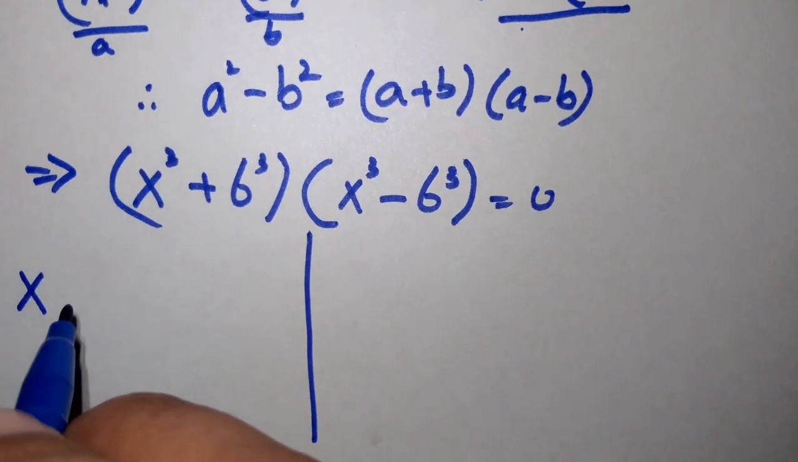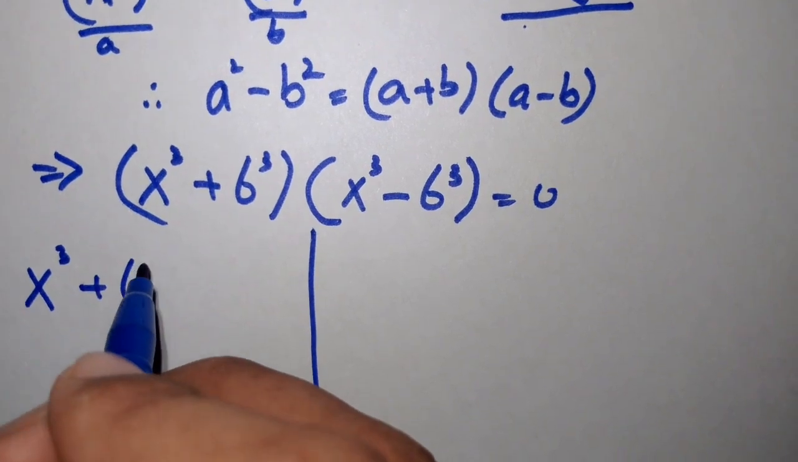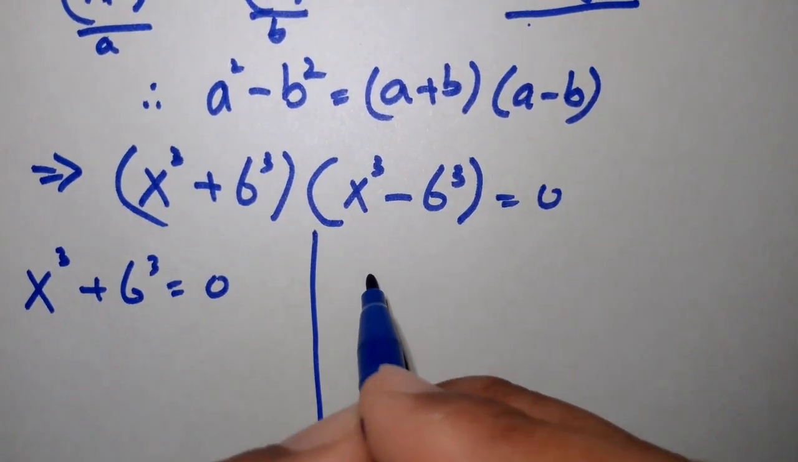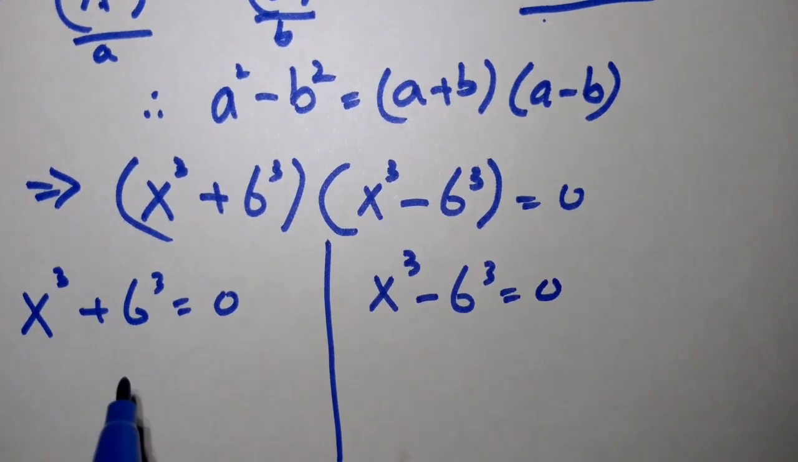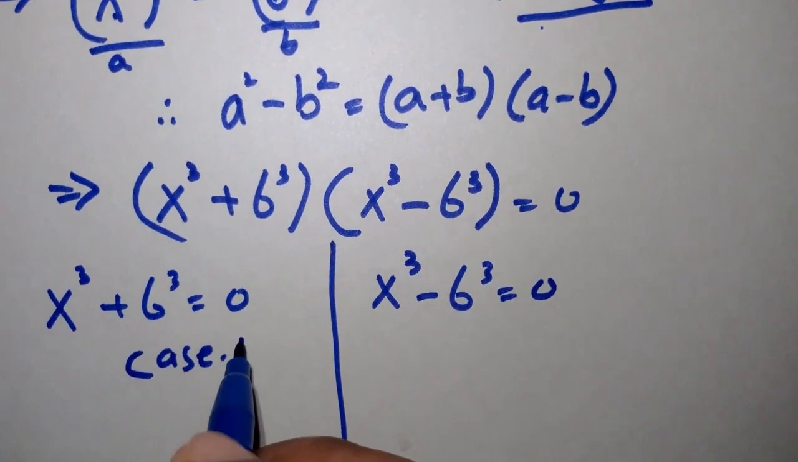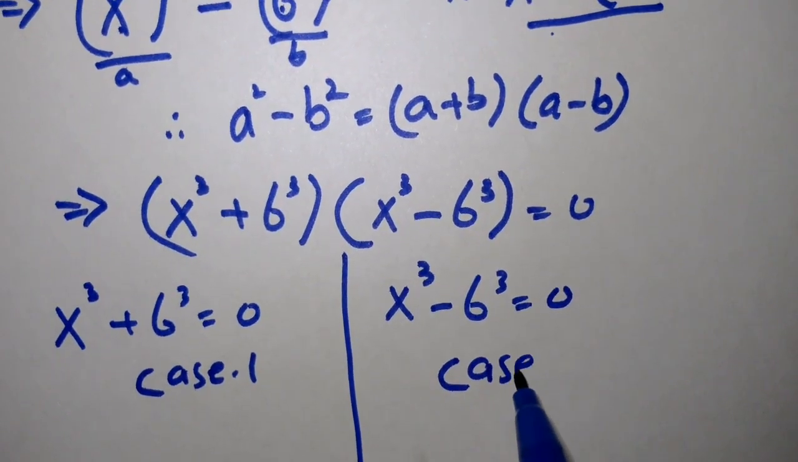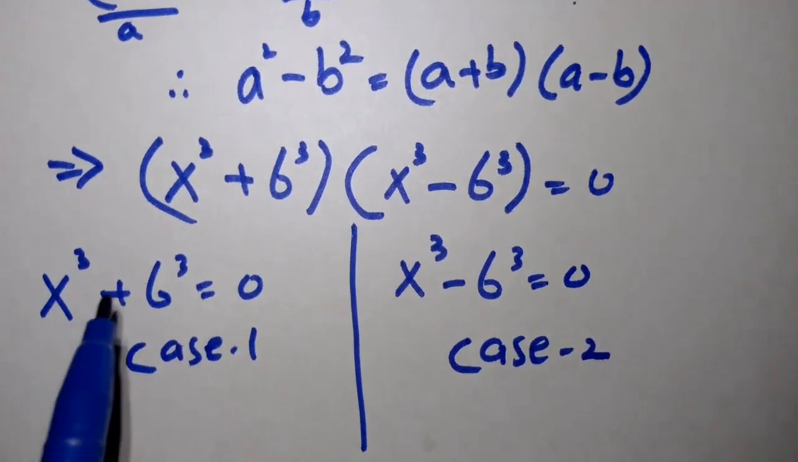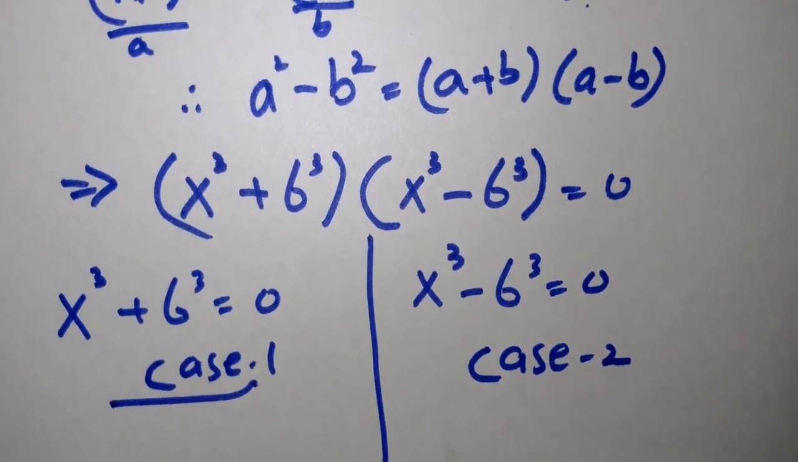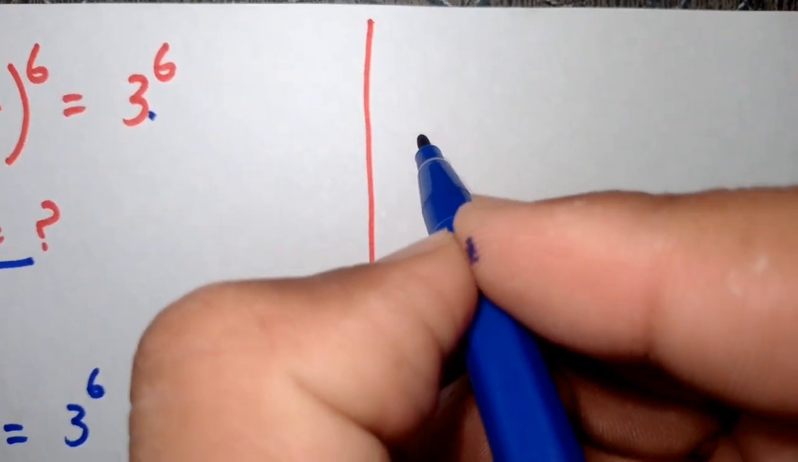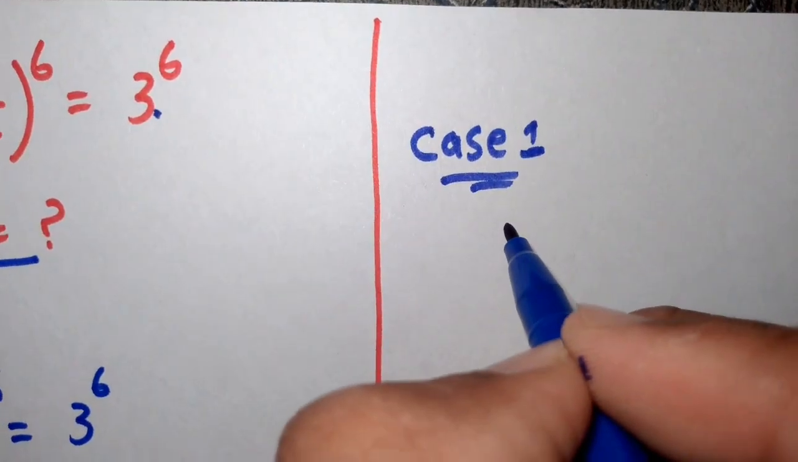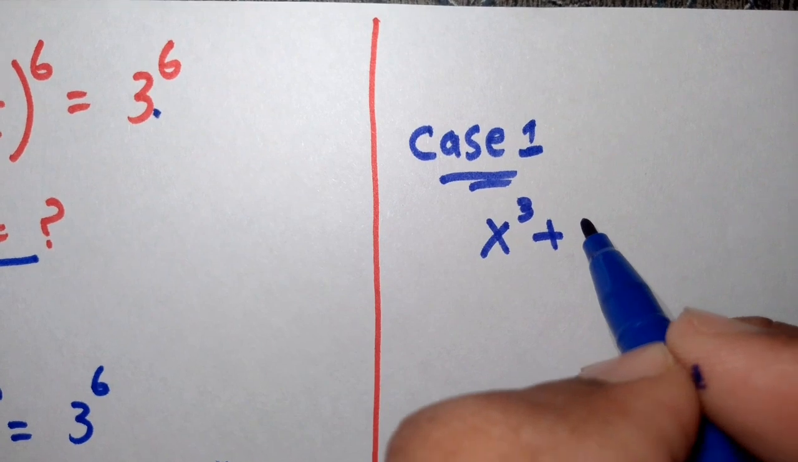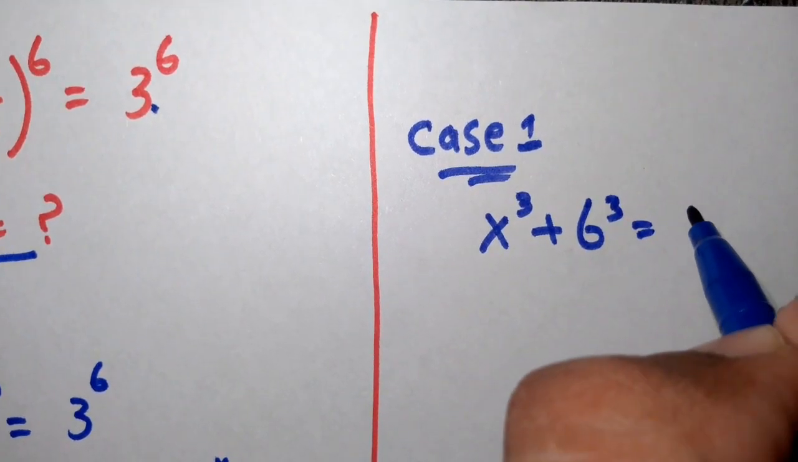Case 1 is x^3 + 6^3 is equal to 0, and case 2 is x^3 − 6^3 is equal to 0. First of all, we have to solve case 1, and then we will solve case 2. So case 1 is x^3 + 6^3 is equal to 0.